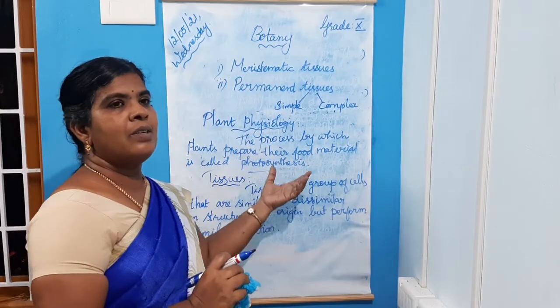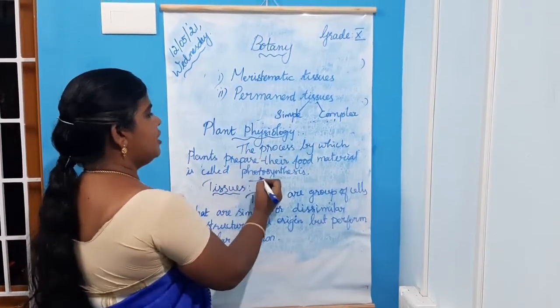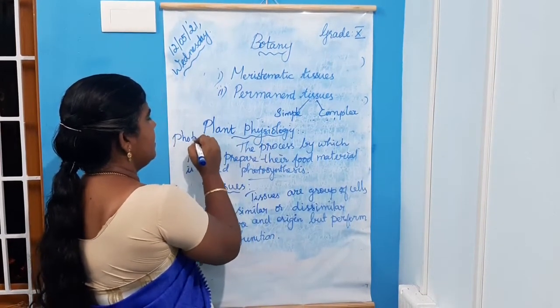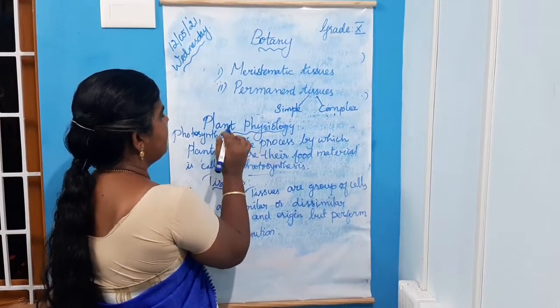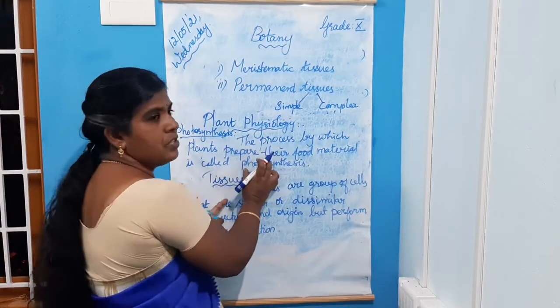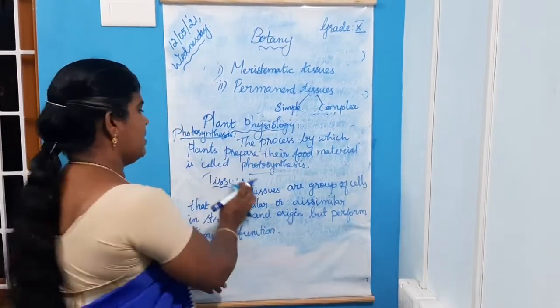So children, you must note down this term and definition. Write down this term, photosynthesis, and this definition. Okay, ma'am. Next, about transpiration. What is transpiration?